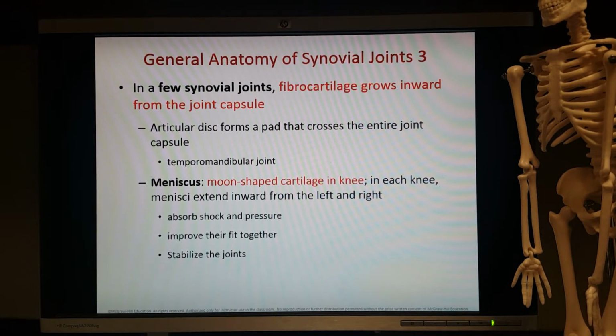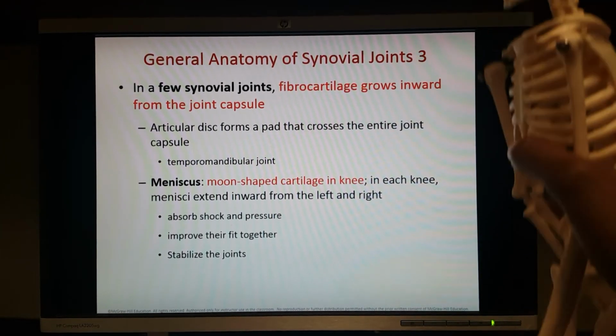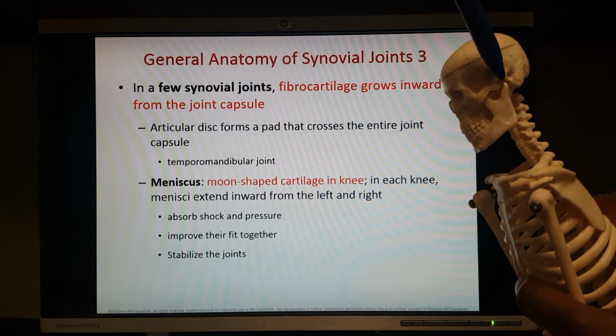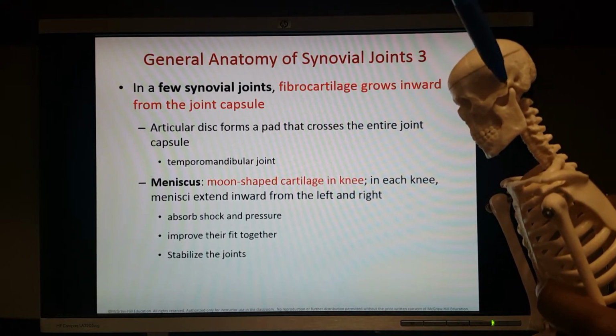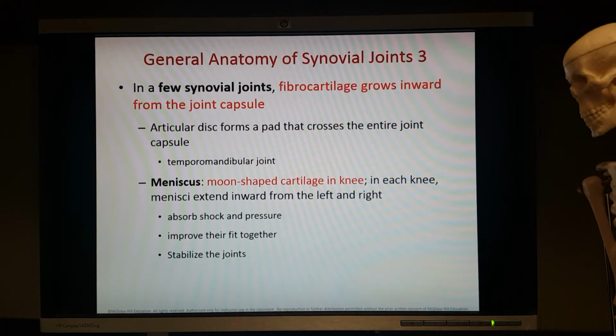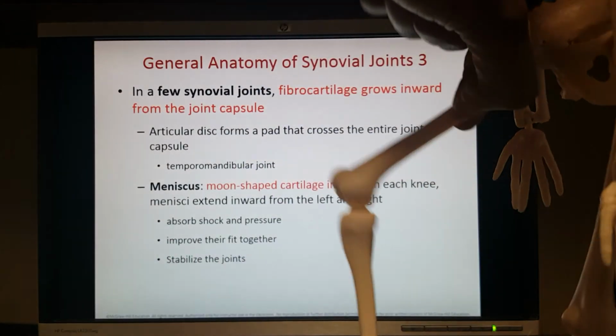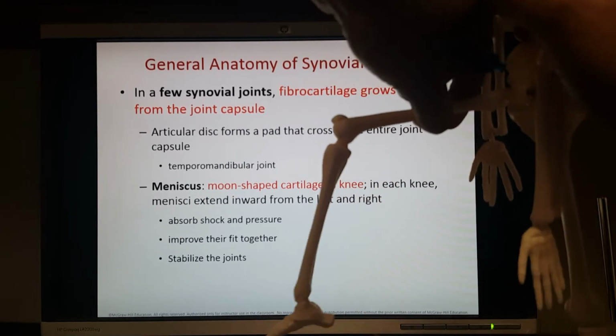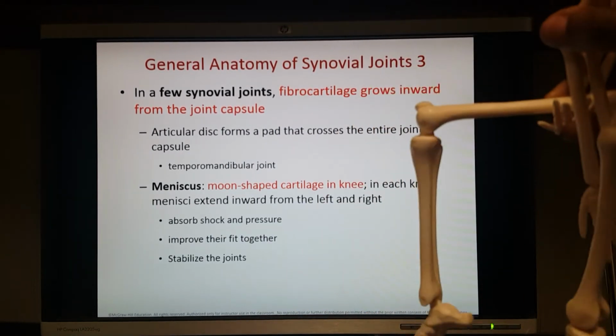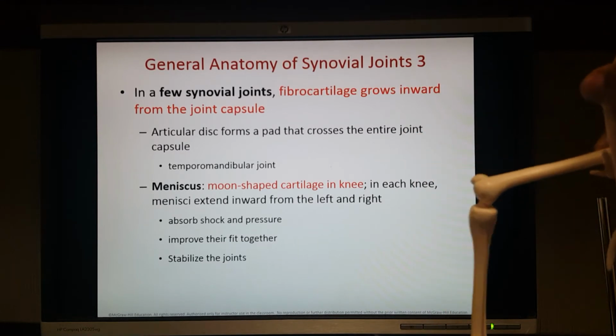For a few of your joints, some of the fibrocartilage grows inward to form a disc. So this disc helps to give extra shape and cushion for the bones. Some go all the way across the joint capsule in the temporomandibular joint, so that's your jaw joint. So right here, that joint there has an extra disc that helps to separate the joint cavity, as well as the meniscus in the knee. So giving that extra support for that joint as you're putting all that pressure on your knee region.